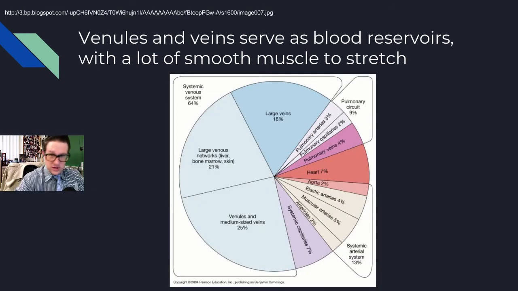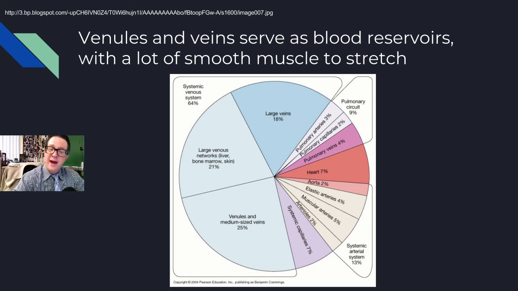When we look at what comes next, venules and veins, venule, tiny vein, they're built the same way. They turn out to have a lot of smooth muscle because smooth muscle is capable of stretching, but it doesn't necessarily need to go back to its original shape. The result is these are good for holding on to fluid. If you look at this picture, it shows us the veins hold about 64% of your blood at most times. Capillaries about 7%, arteries about 13%, pulmonary side is about 9%.